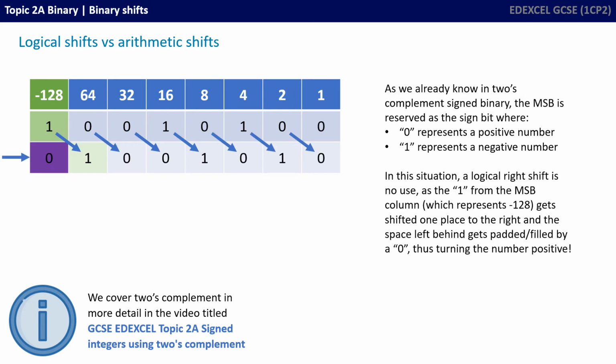In this situation, a logical right shift is no use, as the 1 from the most significant bit column, which represents minus 128, gets shifted 1 place to the right, and the space left behind gets padded or filled by a 0, thus suddenly turning the number positive.